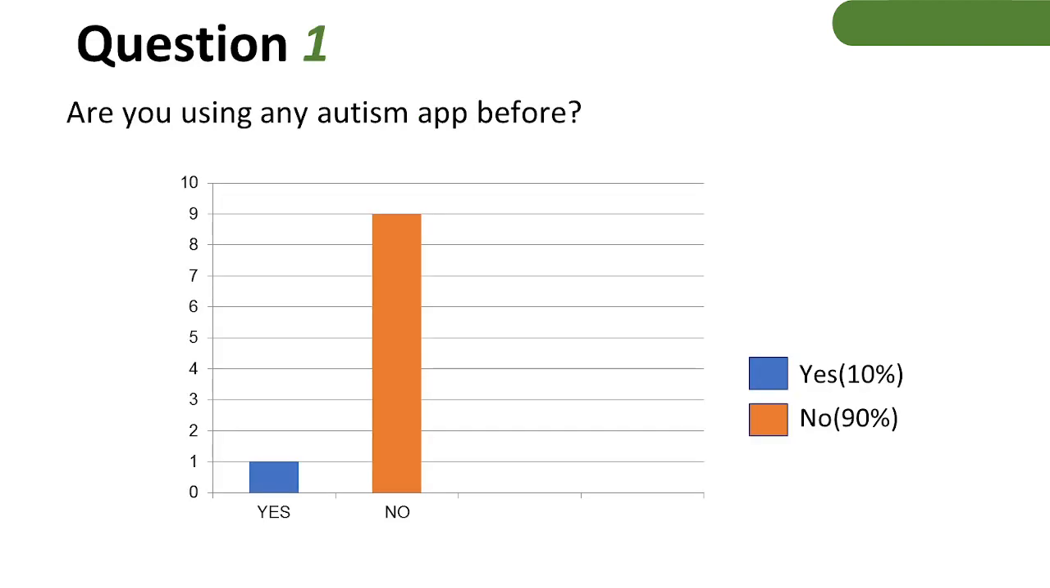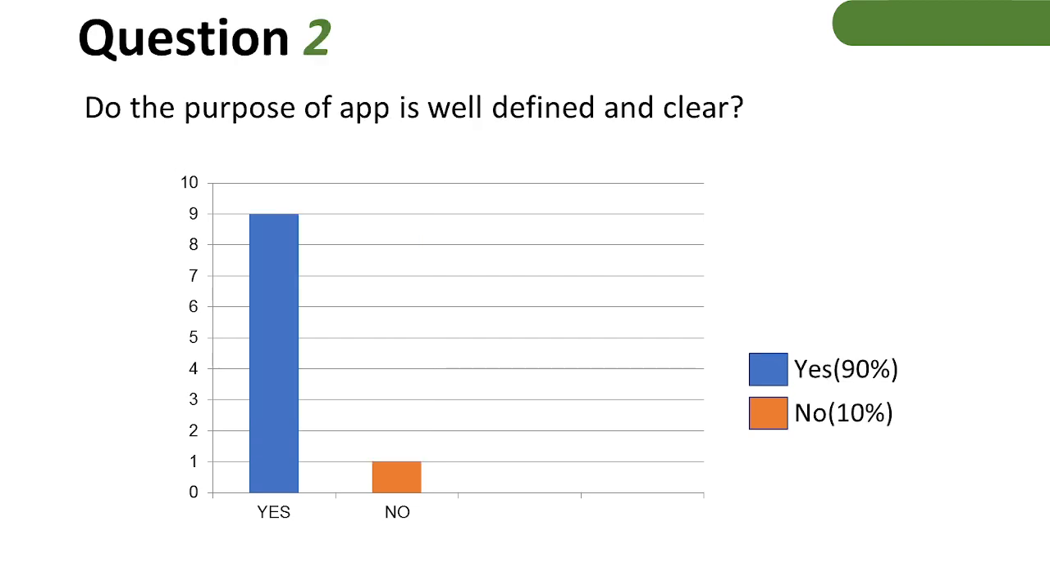Now we are moving towards the first question of the interview: are you using any autism app? Among my targeted audience, 90% said that they had not used an autism app before, and only 10% said that they are using one. The second question was, is the purpose of the app well defined and clear? 90% of them said that the purpose of the app is well defined and clear, but 10% said that the purpose is not well defined and clear.